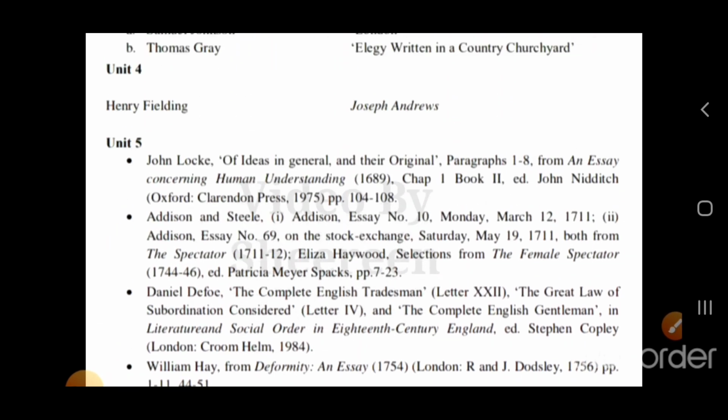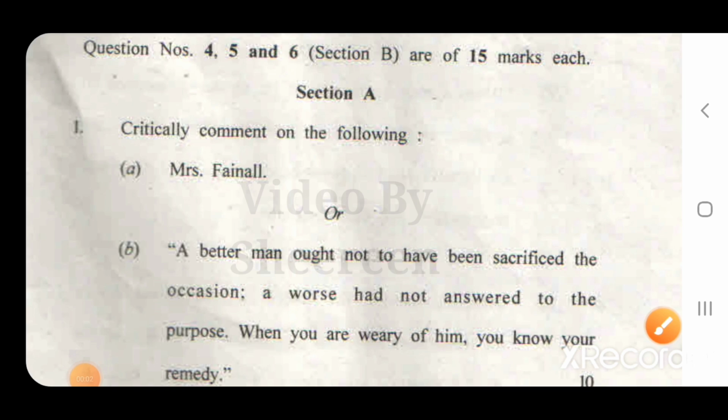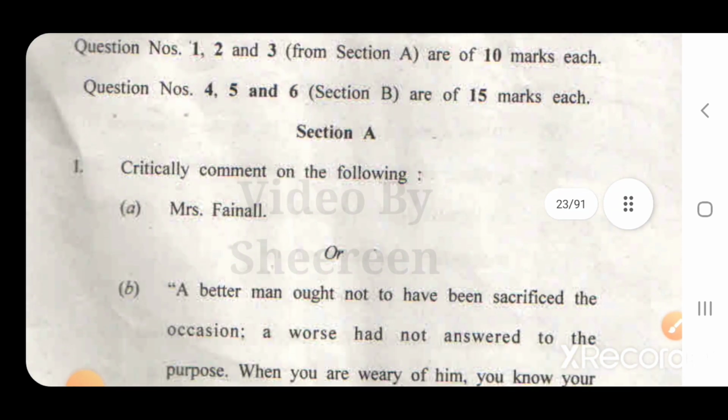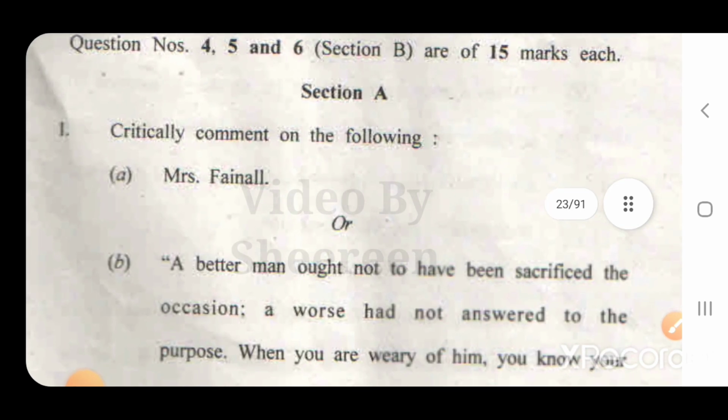Now let's see the question paper. This is the question paper of British literature 18th century. So in this question paper also we have total 6 questions and all the questions are compulsory to attempt. This question paper is divided in two sections, section A and section B. Section A में 3 questions है और section B में भी 3 questions है. So first 3 questions are of 10 marks and last 3 questions in section B that is for 15 marks. So you have to write the answers accordingly. Now let's see the questions.